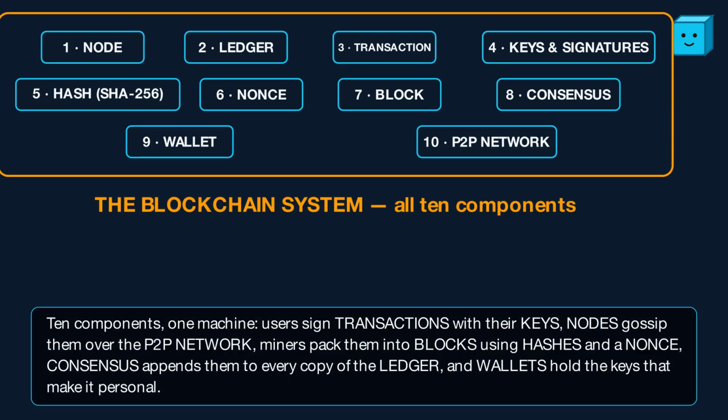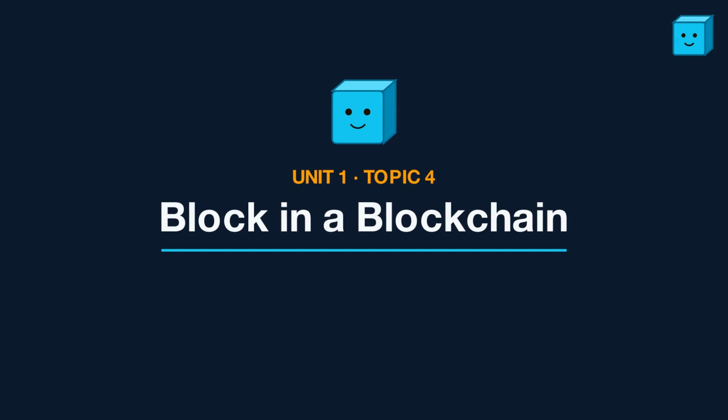10 components, 1 machine. Users sign transactions with their keys. Nodes gossip them over the peer-to-peer network. Miners pack them into blocks using hashes and a nonce. Consensus appends them to every copy of the ledger, and wallets hold the keys that make it personal. Unit 1. Topic 4. Block in a blockchain.